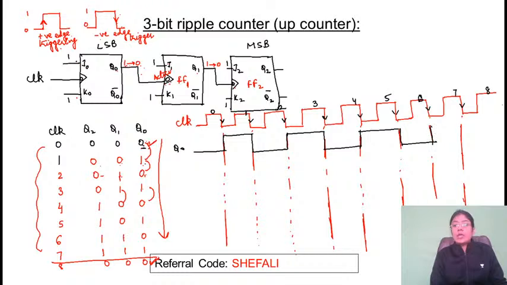For clock 7, it is 1. For clock 8, again it will become 0. Now this is for Q0. Depending on the value of Q0, we are considering the negative edge triggering. Negative means it is going down here. At this position, on the basis of this, Q1 will be changing the output.